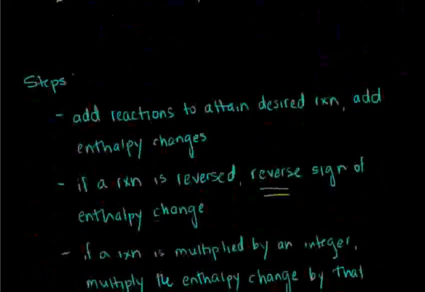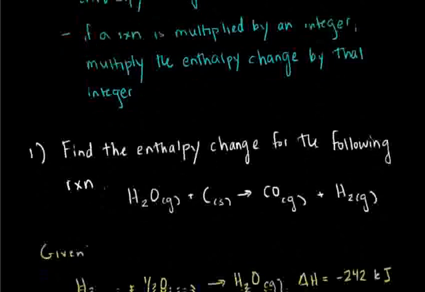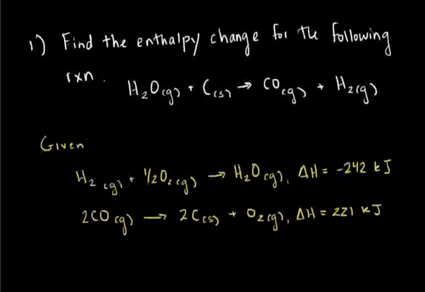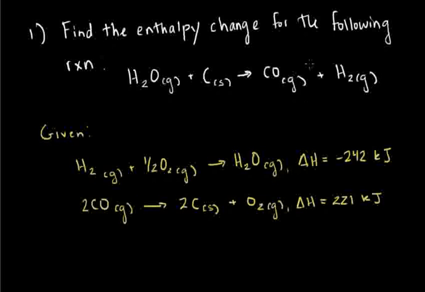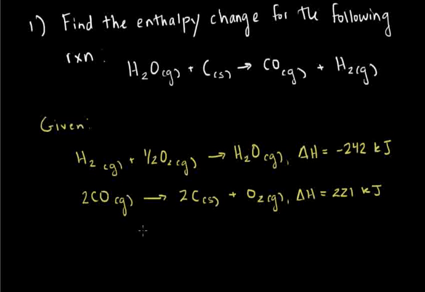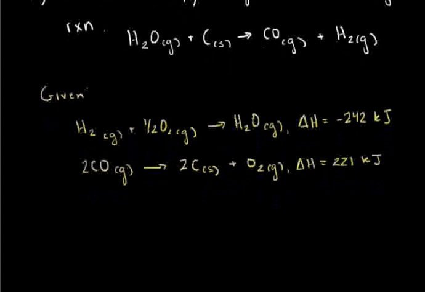And so now let's apply these steps to a problem that's a little more challenging, actually significantly more challenging, and that is to find the enthalpy change for this reaction with some water plus some solid carbon yields carbon monoxide plus some hydrogen gas, given these reactions right here. Alright, so the first thing we're going to do is try and add these reactions together to get this reaction. And we're going to notice a few things.